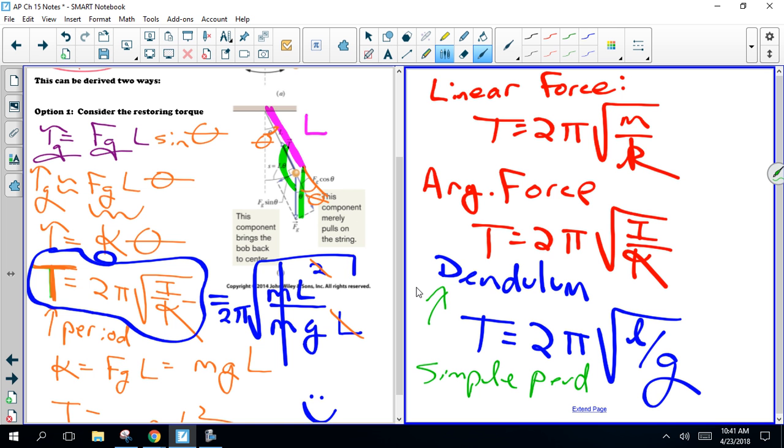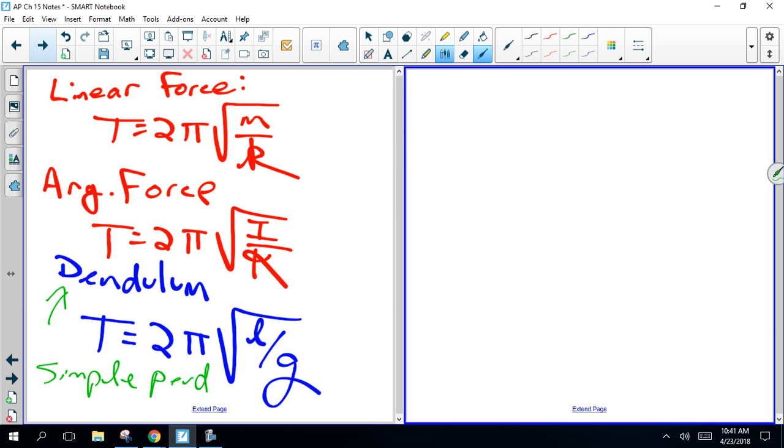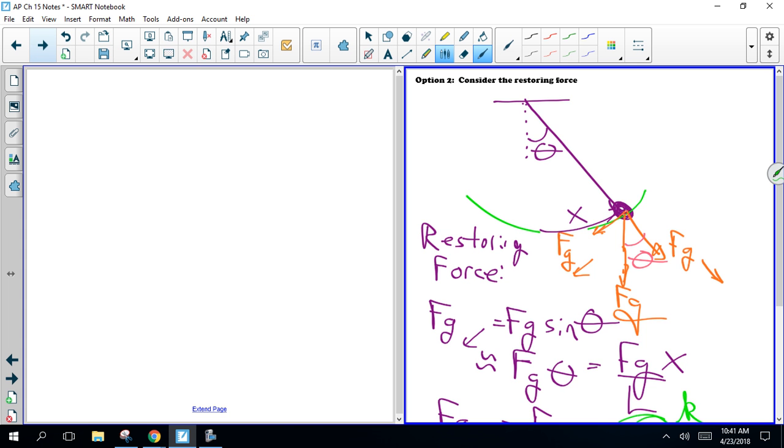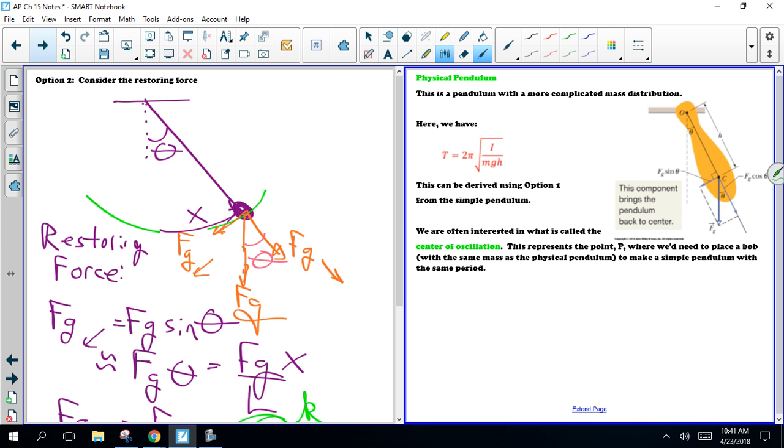All right, we're going to need to come back to this derivation in a second. So, let me see where we're at. Yes, that's all the stuff we did the other day. Okay, so for the last two things we need to talk about, one is what's called a physical pendulum.